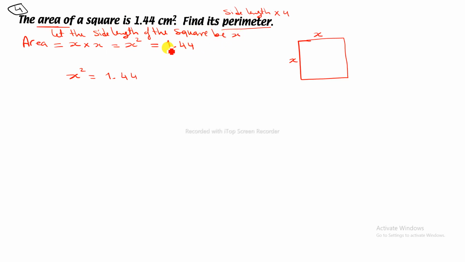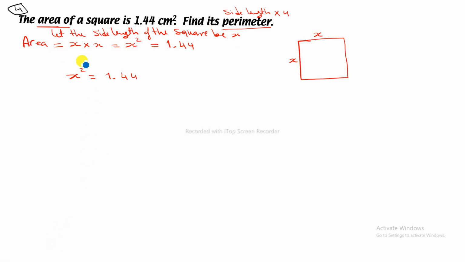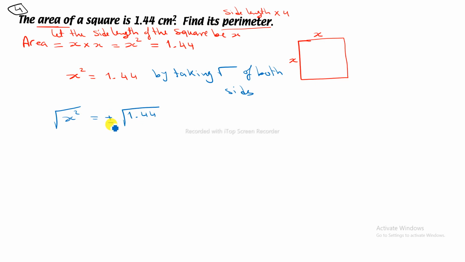The area x times x, x power 2, is equal to 1.44. Here I want to get rid of the power 2, so we do that by taking the square root of both sides. So here x power 2 is equal to 1.44. We take the square root on both sides, and we don't forget positive or negative.